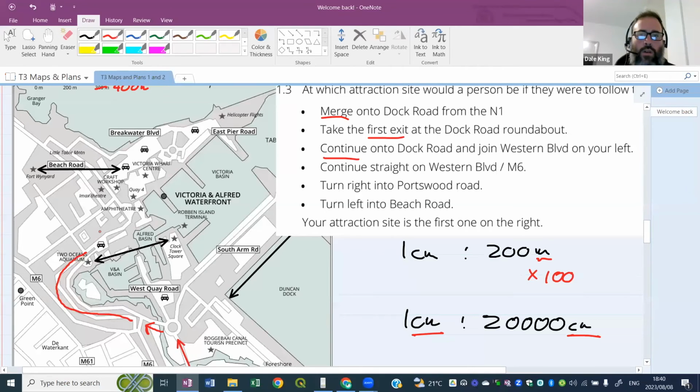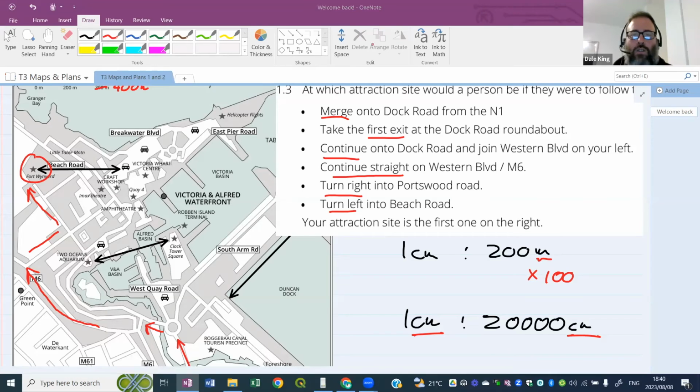Continue straight on Western Boulevard, or the M6. Oh, there it is there. There's the M6. Turn right into Portsmouth. Oh, so it must be going this way. Turn left into Beach Road. All right, so I think this is what they're talking about, guys. Without road names it is a little bit more difficult, but I think this is what they're talking about, ending up at Fort Windward. But the main thing I want you guys to notice here is the words that they use to describe the directions. Remember these words. Those are the kind of words that you will use when you give directions.